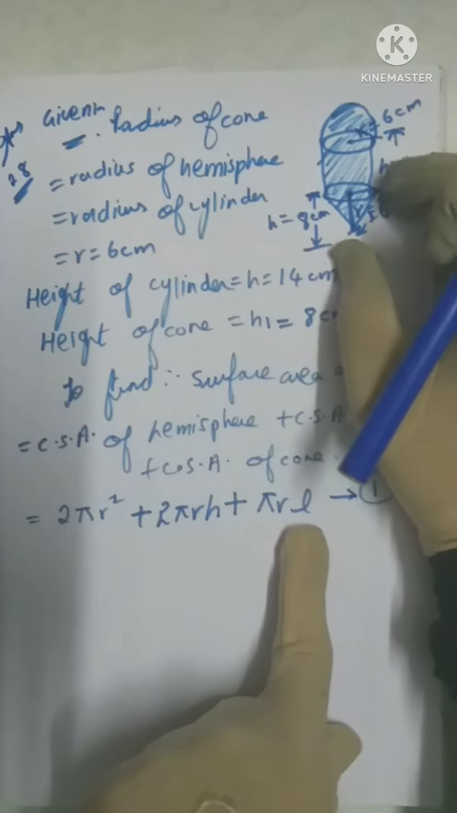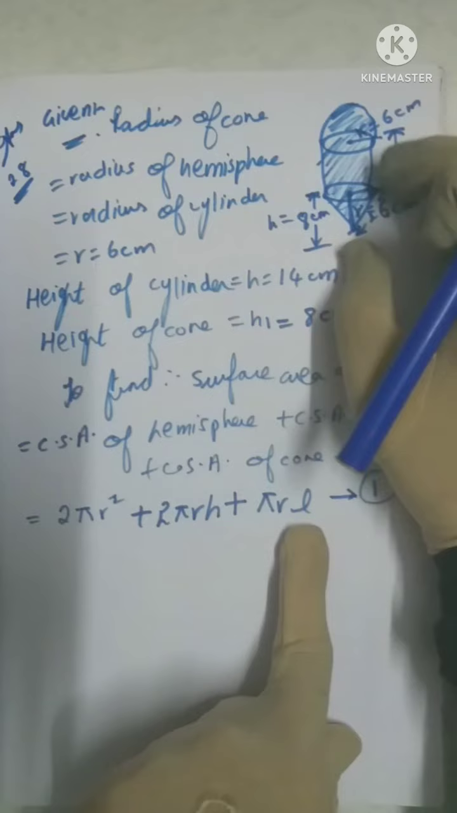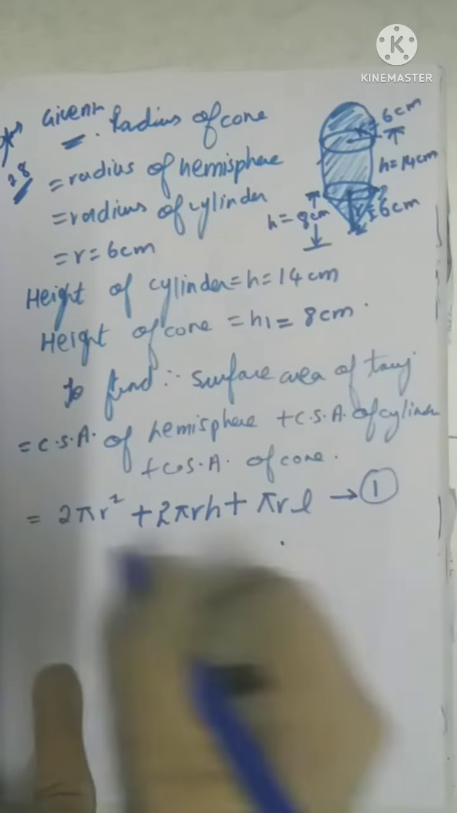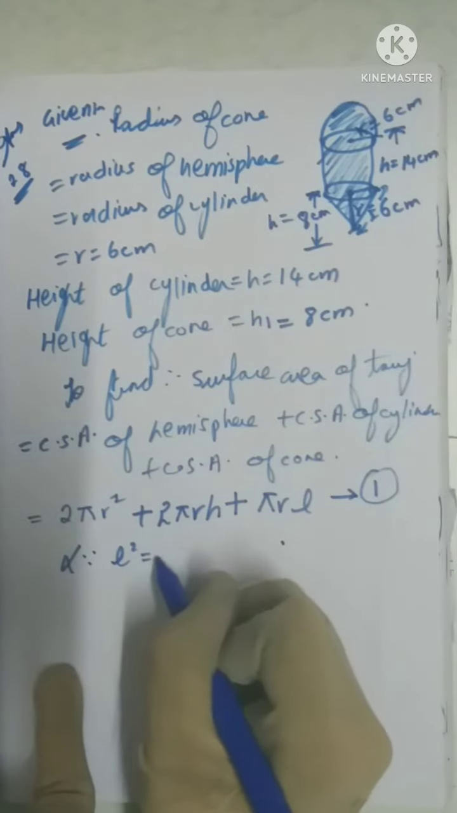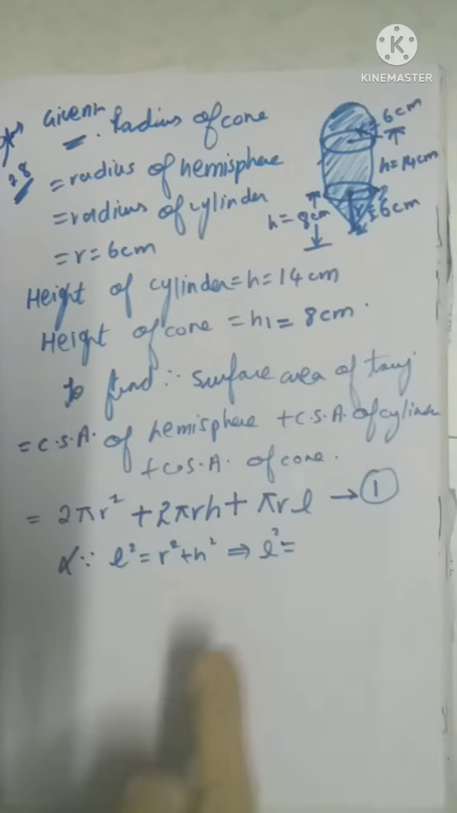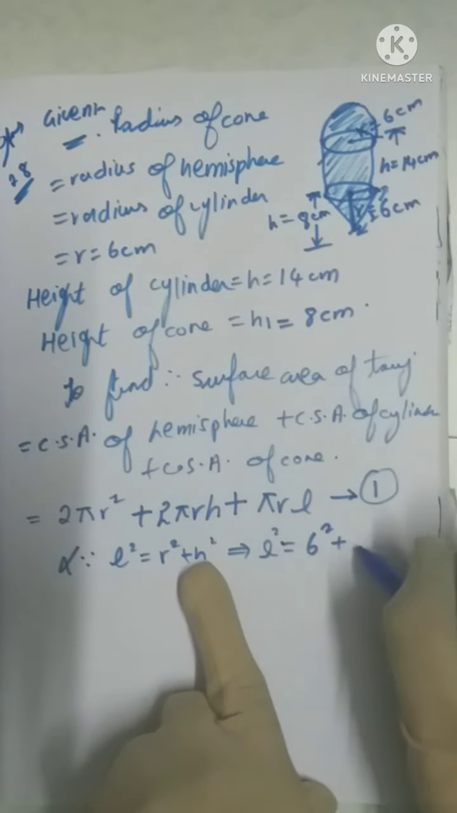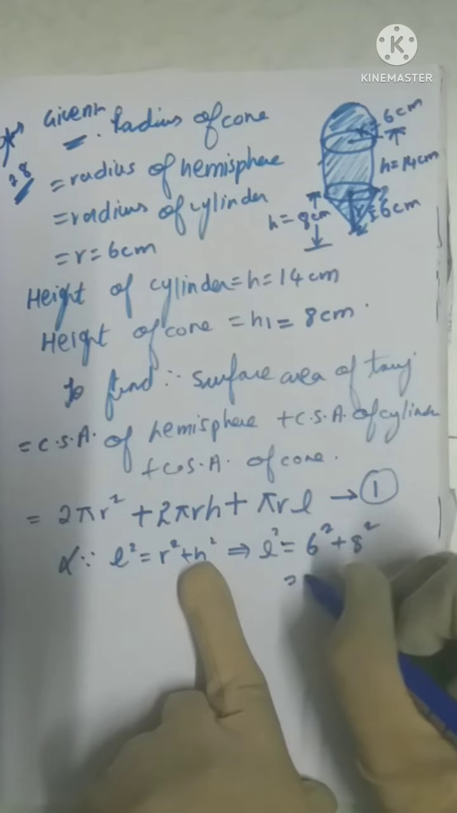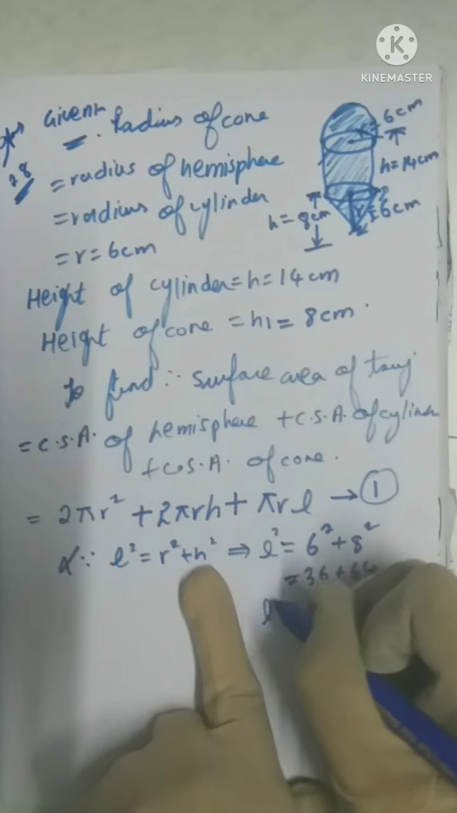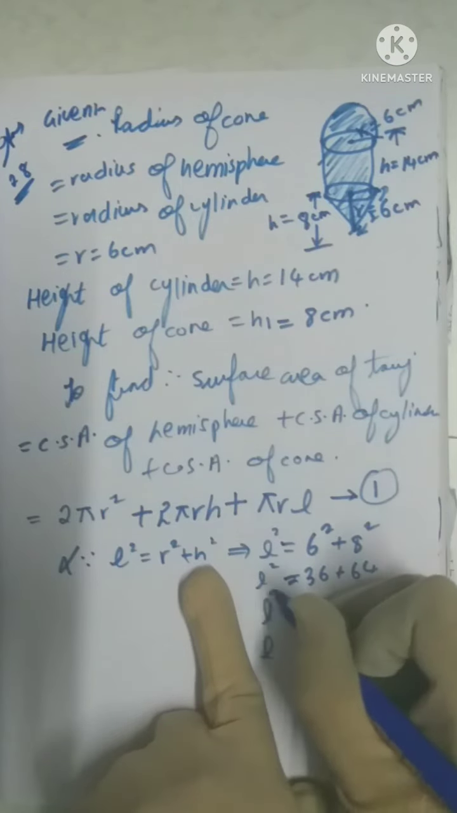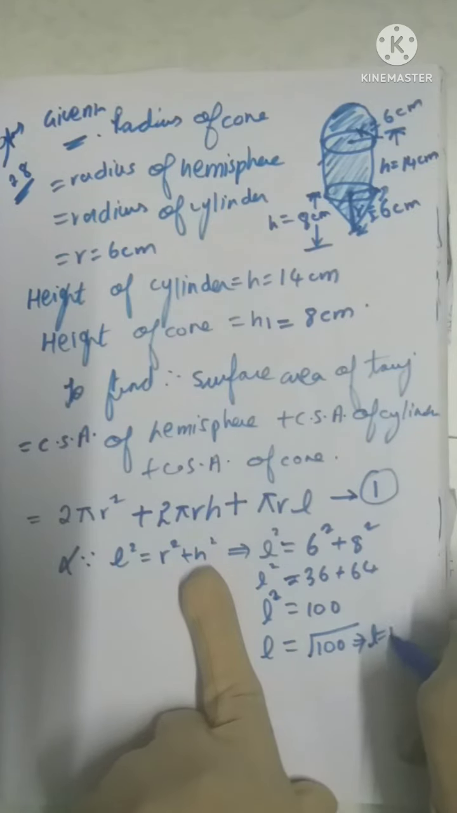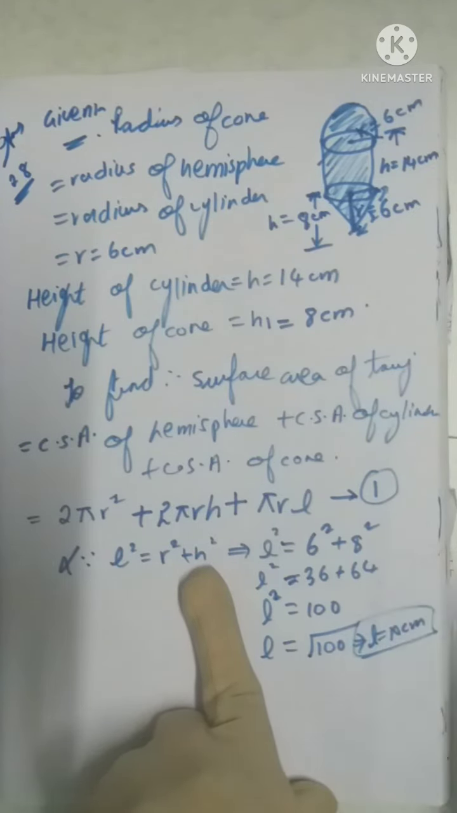The formula to calculate slant height of cone is L square is equal to R square plus H square. So L square is equal to R, which is given as 6, so 6 square plus height 8 square. 6 6s are 36 plus 8 8s are 64. 64 plus 36 is 100. That is nothing but L square. So sending the square to the other side, it becomes square root. Square root of 100 is 10. So we got L is equal to 10 centimeter.